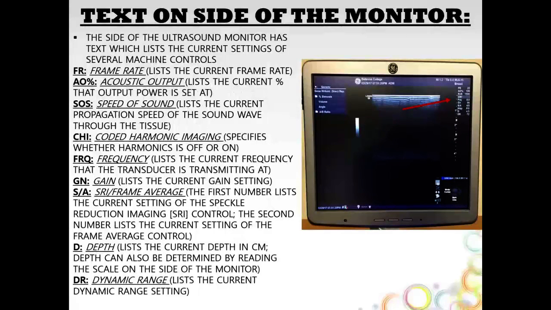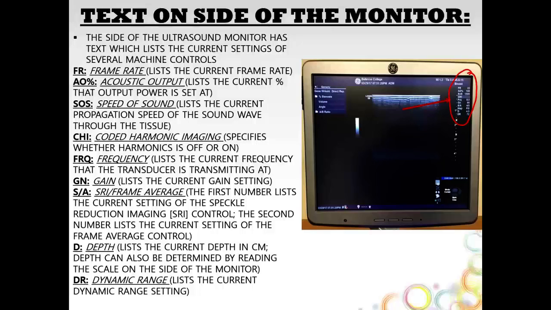Text on the side of the ultrasound monitor. I just pulled up our GE monitor here at Bellevue College. Obviously, whatever ultrasound machine you use is going to have different text on the side of the machine, but it's really important to know what this text means. We'll just go over Bellevue's GE machine because that's what you will be using here in the lab. But if you have a different ultrasound machine, look at the text on the side of the machine and familiarize yourself with this, because this is a quick way to look at some of the settings that you're on.